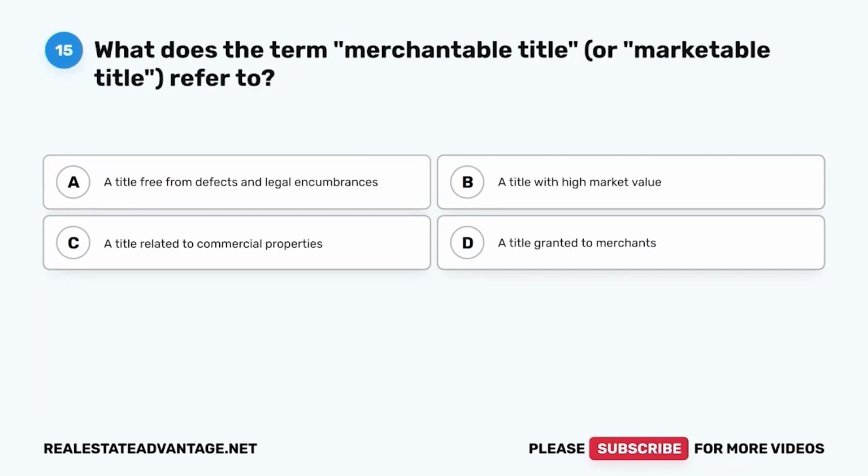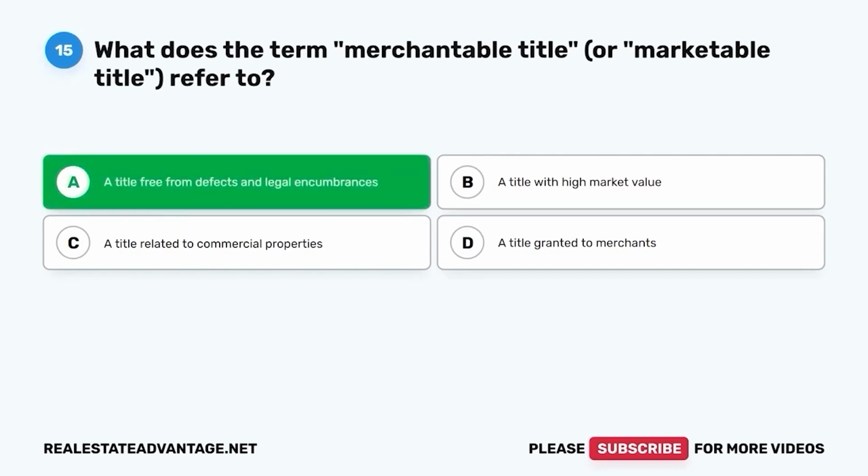Question 15. What does the term merchantable title or marketable title refer to? A. A title free from defects and legal encumbrances. B. A title with high market value. C. A title related to commercial properties. D. A title granted to merchants. The correct answer is A.